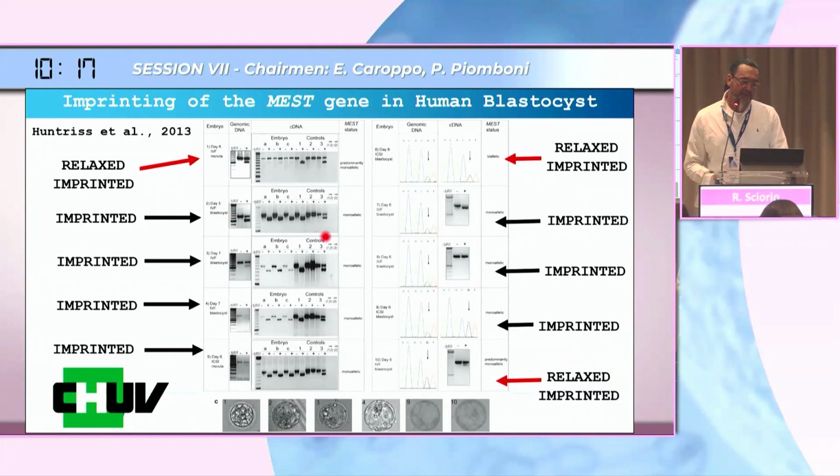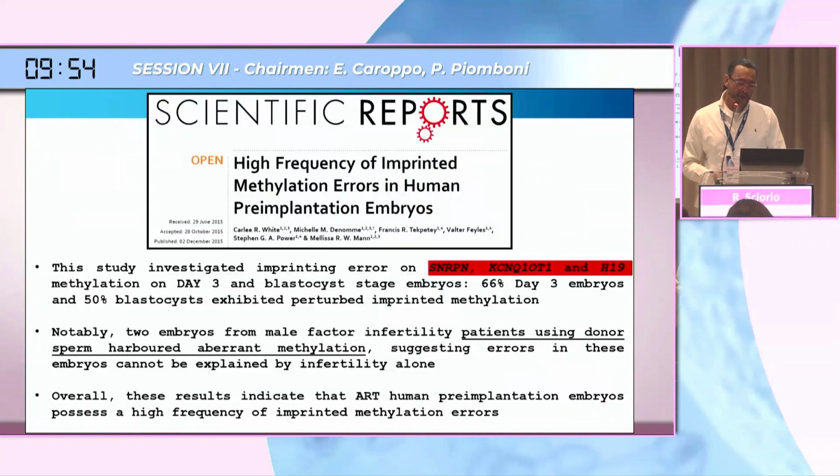This is a study from the group of John Huntriss in Leeds. These are 10 human blastocysts which have been investigated with the MEST gene, and we can see that the ones in red, sorry, are basically relaxed imprinting, so that means they have lost the imprinting, and this can be a case of alteration.